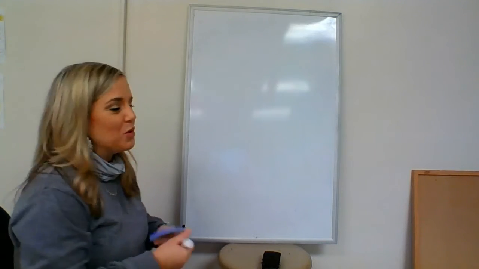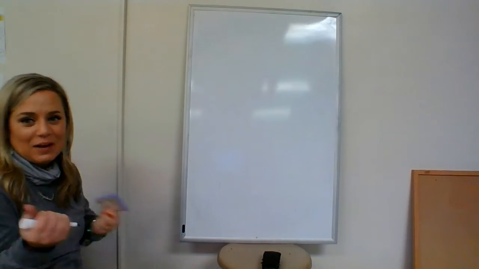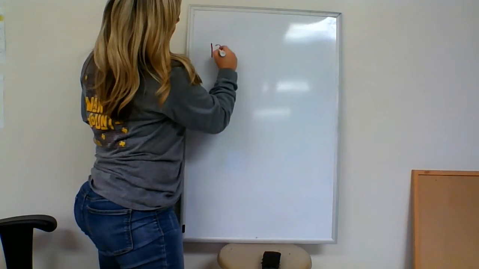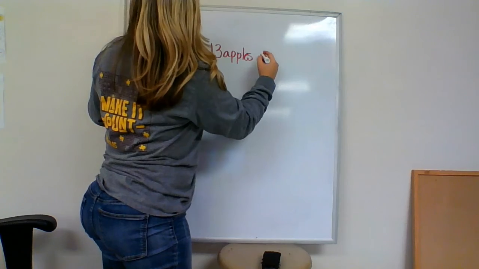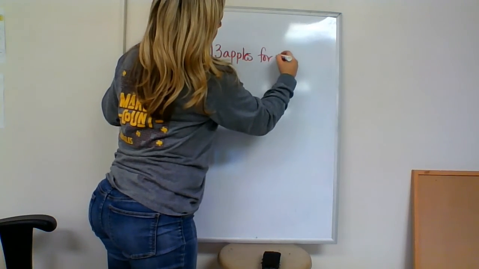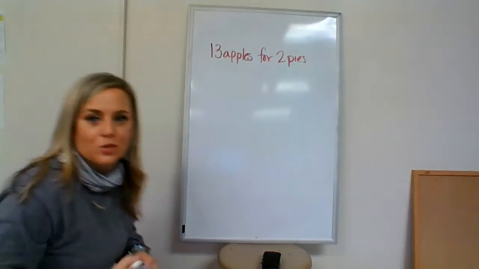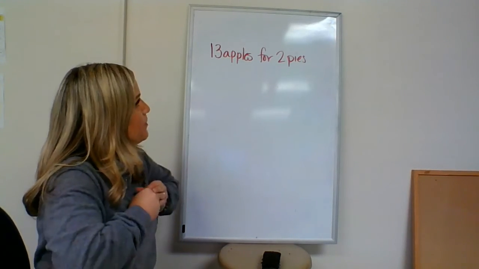Oh, now I like this one. How many of y'all eat apple pie? Or any kind of pie? We're doing apple pie. So right now it is 13 apples for 2 pies. So we want to know how many apples it's going to take to be in 1 pie. So we got to set up our proportion.